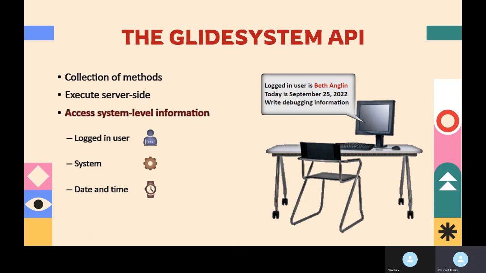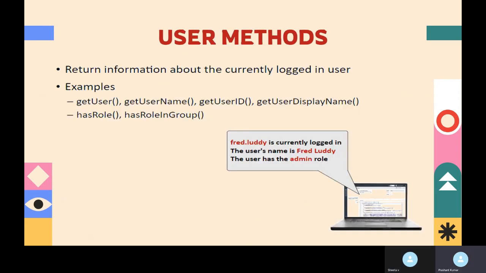For client side, we already discussed earlier. We have discussed two types of API there, GlideUser and GlideForm. Do you remember that we use for client side? But for server side, we have a different API, that is Glide System. So let's move further.